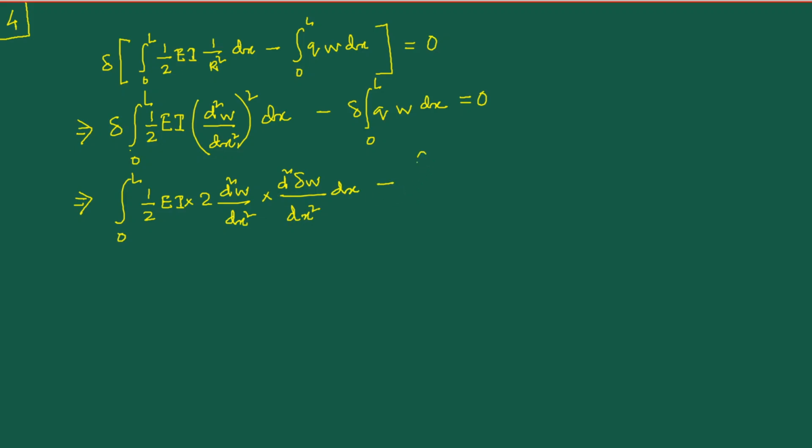In a similar fashion, for this second term, we don't have to worry about the variability of this q because that is given to us. It is the first variation of the deflection which we're interested in. All right, so this first term, it's like this.